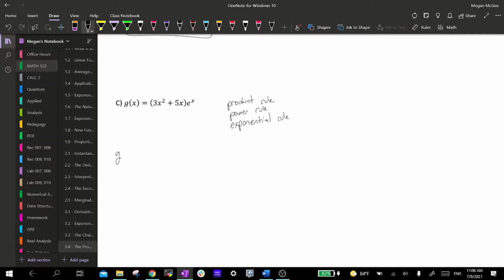So if we want g prime of x, we're going to leave it in its current state, so we need the derivative of the first function. We're going to use this as our first function, and then our e to the x is our second function. Okay? So we need the derivative of that first function, 3x squared plus 5x, times our second function, that's an e to the x, there we go, plus, product rule uses addition, so plus the derivative of that second function, e to the x, times the first function, 3x squared plus 5x.